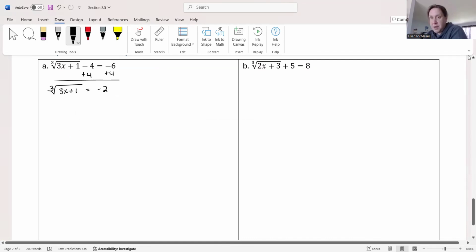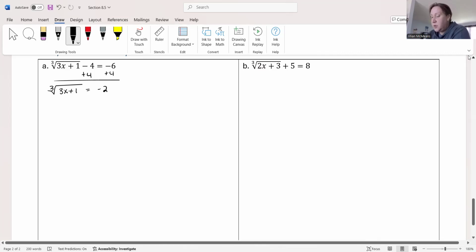And this is not a red flag like it would be for square roots. When you're dealing with the principal square root of a number, the radicand and the result have to be non-negative. When you're dealing with a cube root or anything with an odd index, the radicand and the result can be positive or negative. So the negative here is not an issue.